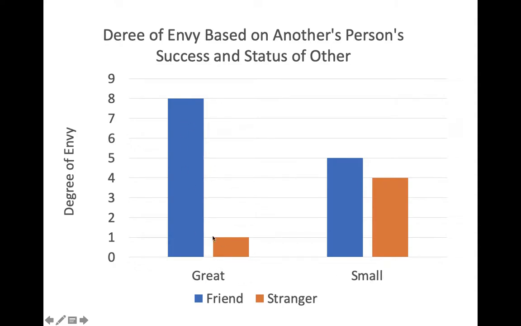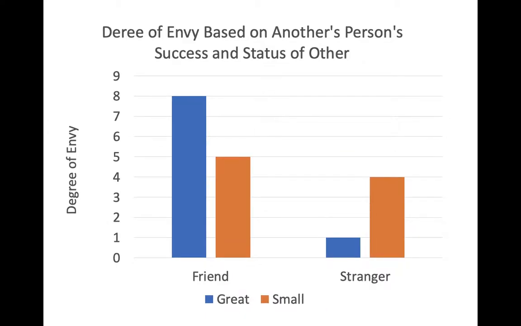So the amount that we're envious is not consistent across the two different sizes of success. So again, just to say, by looking at this graph, we should already know that we have an interaction effect. And this is just another way to look at it.